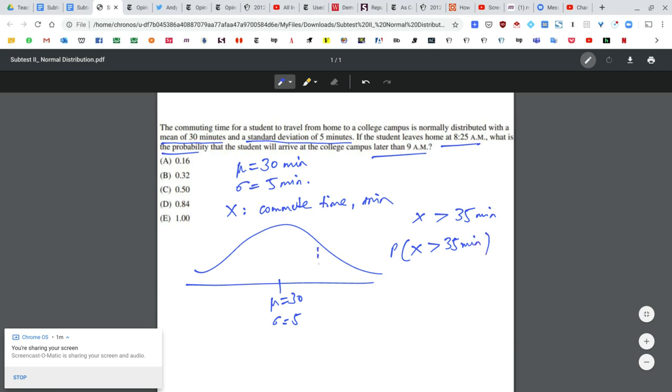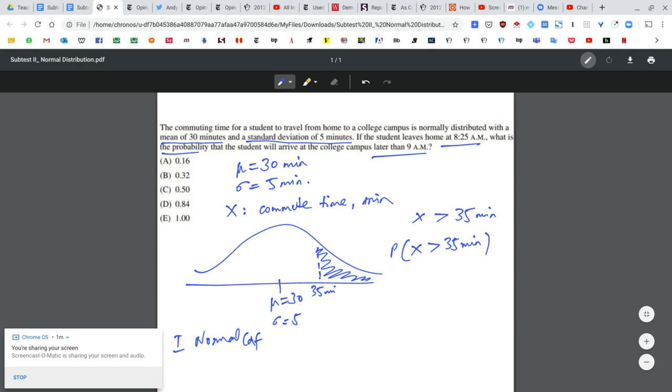So I'm going to sketch and label this information. So I just need this probability. The area under the curve will depict that probability. There are multiple ways to do this. Method one is a simple calculator approach. The command is called normal CDF.